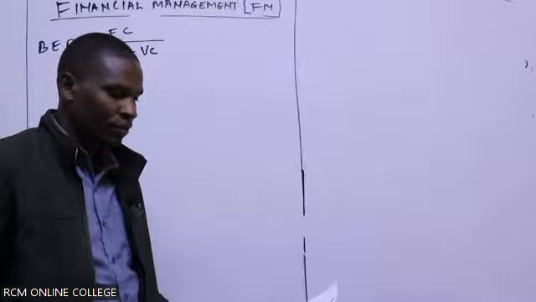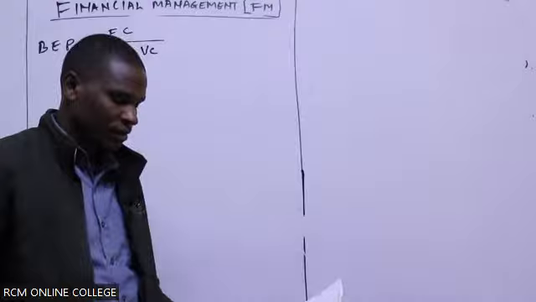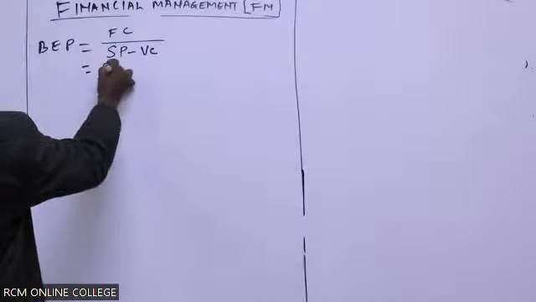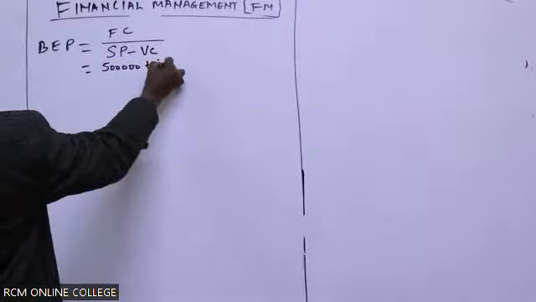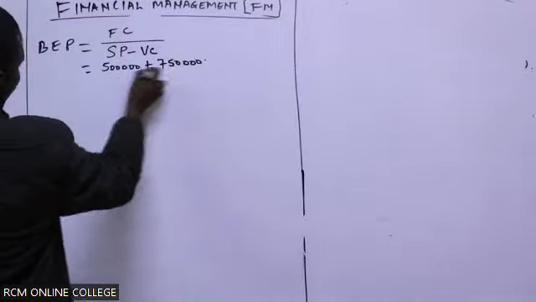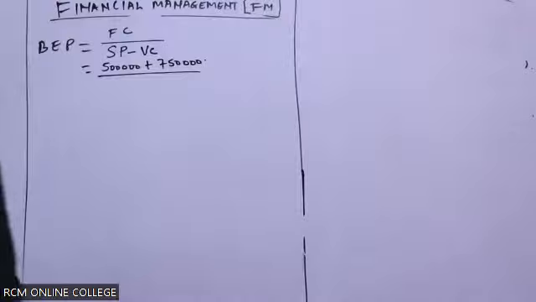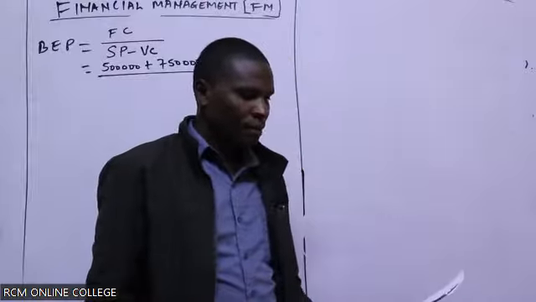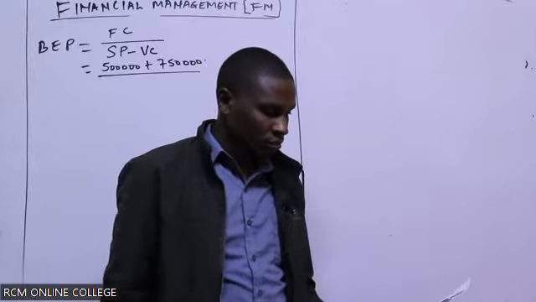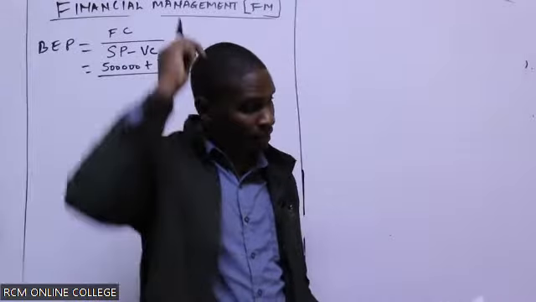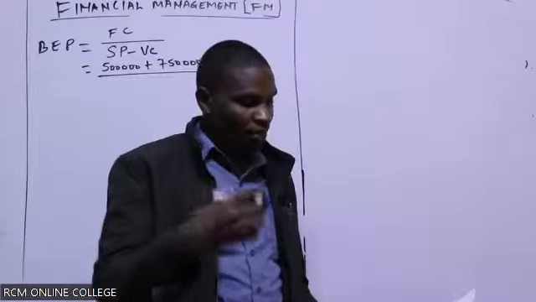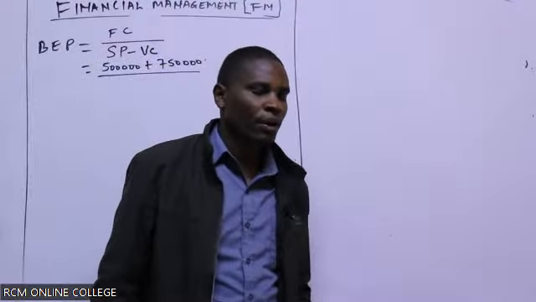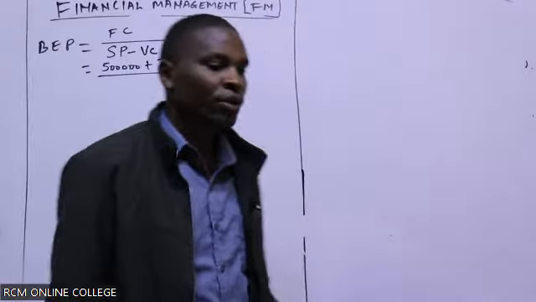Kuna fixed ingine pale, 750 fixed financing. So for the fixed here we have 500,000 plus 750,000. Now we have to determine what is our selling price. Selling price tumepewa pia. A dropper sells at 500 per piece and has a variable cost of equivalent to 50%. So hapa ni kuhesabu tu. 50% of the selling price itakuwa ngapi? Si ni nusu ya 500. So hiyo ndio itakuwa variable cost.